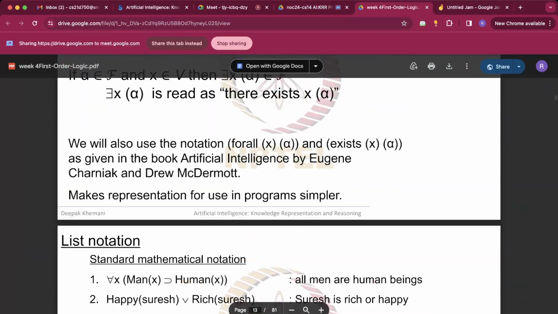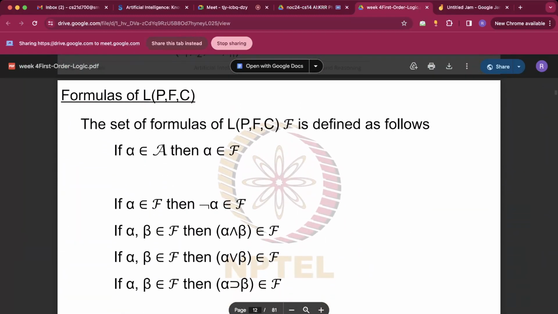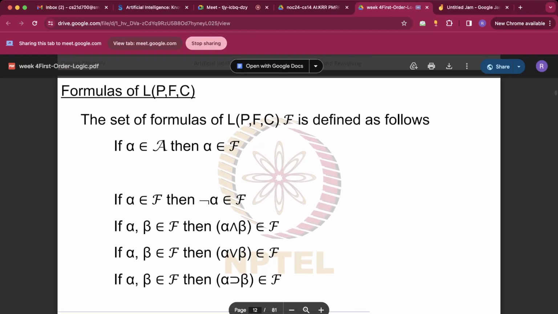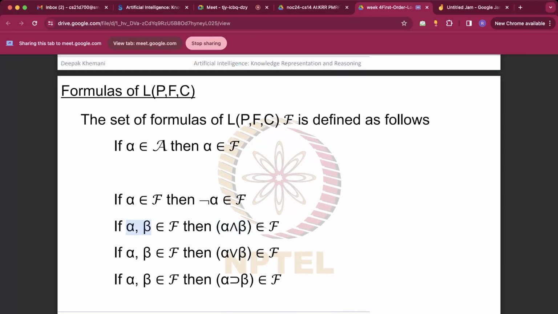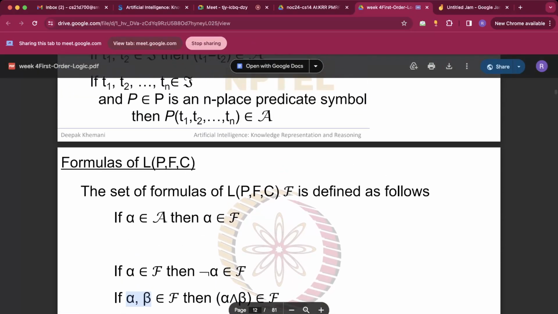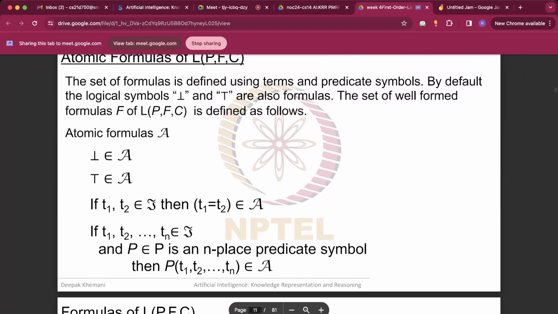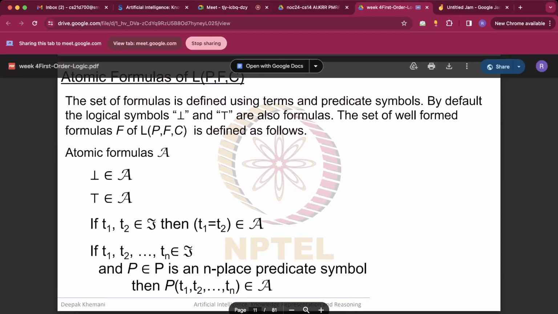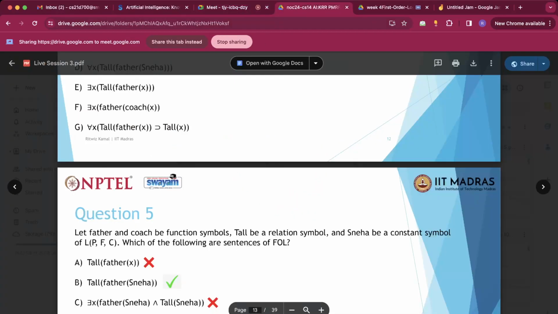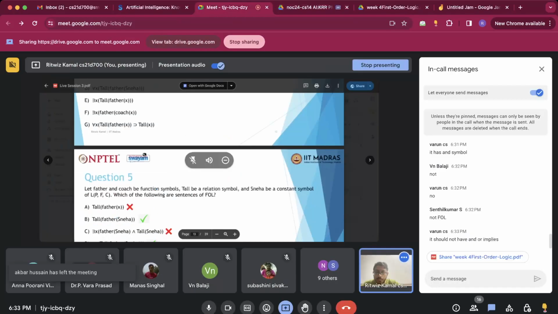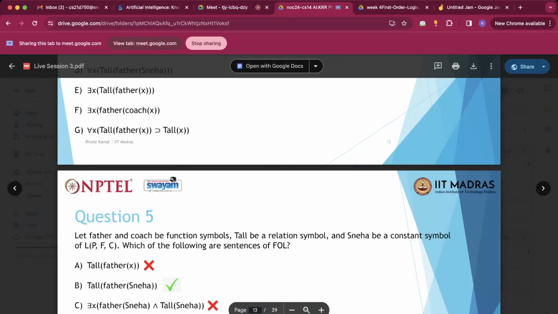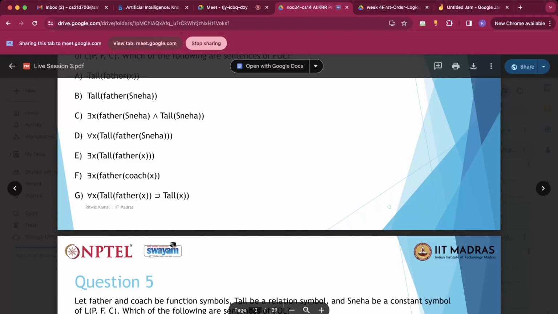right? If we revisit the definition of a formula, for alpha and beta to be a formula, both alpha and beta should be formulas, right? So we know C is not a sentence. What about option D? So this was option D. For all x, tall father Sneha. What about this one?